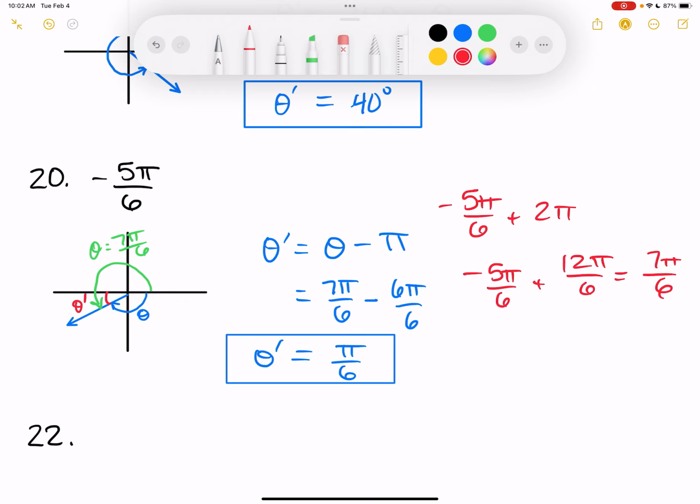So why didn't we minus 2 pi? Because I need the positive number. Okay, yeah, not the negative. Numbers all have to be positive when we're doing this stuff. All right, that makes a little more sense.